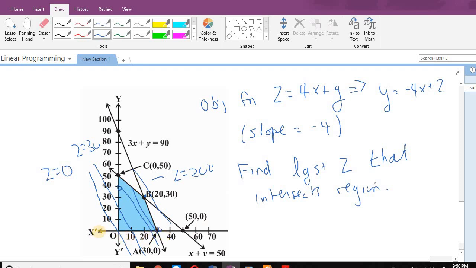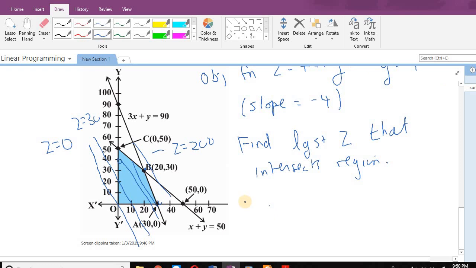But in any case, if you have this family of parallel lines, the last of the family that intersects the region is going to intersect at a corner point. So I can summarize this discussion by saying that the objective function corresponds to a family of parallel lines.